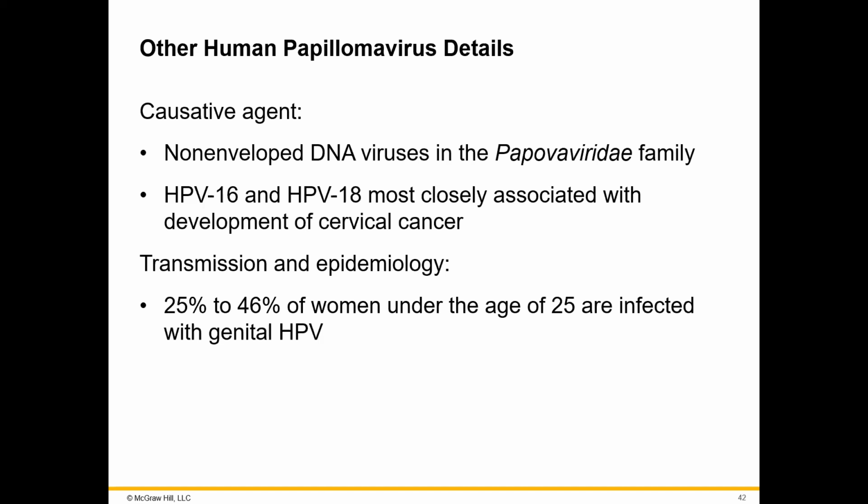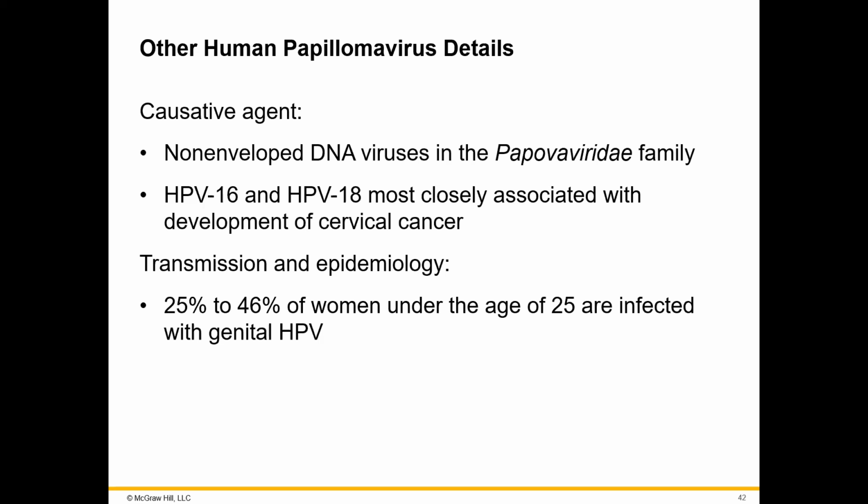Transmission and epidemiology. If you look at the numbers anymore, about 80 to 90% of all sexually active adults will have had HPV at some point, probably closer to 90 to 95%, just not always diagnosed. Most people's immune systems can clear the virus out and you never know that you ever had it. And again, most of the time it is asymptomatic.